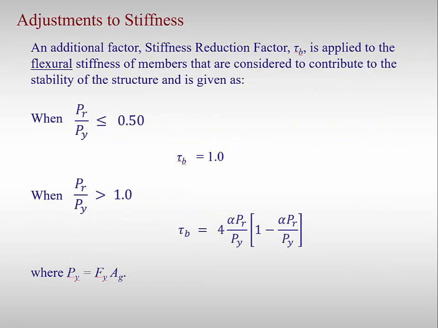And then lastly, to make the adjustment on stiffness, there's an additional factor called the stiffness reduction factor, tau sub b, where if your axial load is greater than 50%, you then make the reduction by the formula that is given at the bottom of the slide.